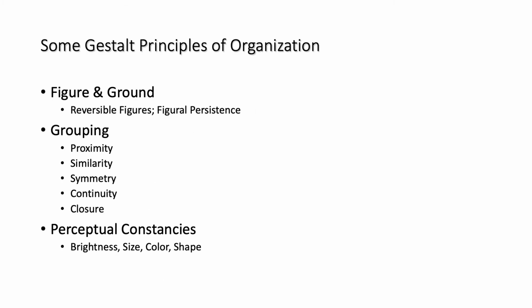So the Gestalt psychologists have developed a series of rules that we use. We follow these rules to help us impose order on the world around us. One of the first decisions we have to make when we're perceiving anything is to make a distinction between figure and background. So we have to distinguish figure from ground.